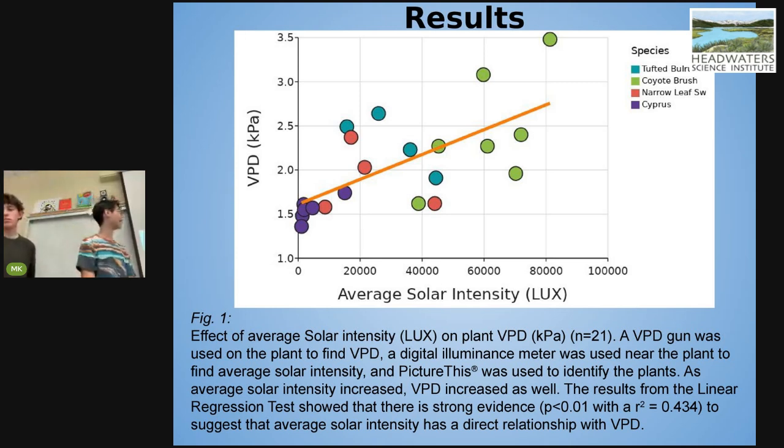As you can see across the different species, for example, cypress trees, they tend to stay under a 20,000 lux range, whereas other species like narrow-leaf sword fern and the tufted bulrush stay between, I'd say, 10,000 lux and 60,000 lux. And coyote brush are more resilient as they stand between like 40,000 lux and 1,000 lux with higher VPDs on average. And if you ignore the species, you can see it's following the trend line pretty well.